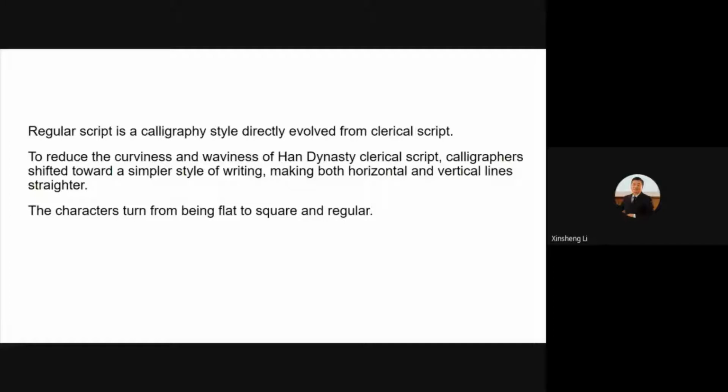In regular script, a character written in this style looked neat and well laid out, upright, straight and square. This is how it came to be called a model script.